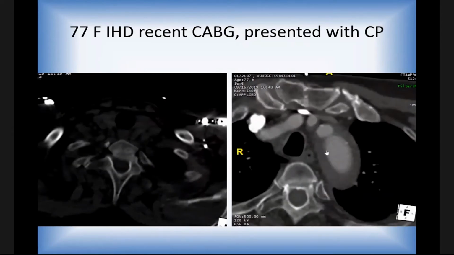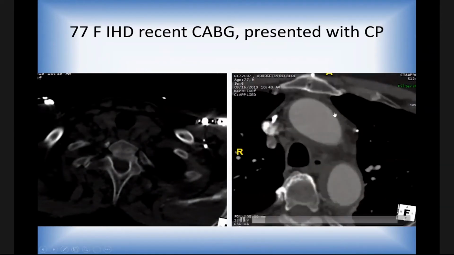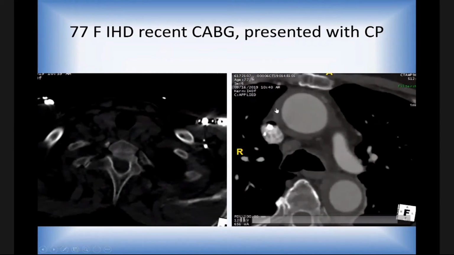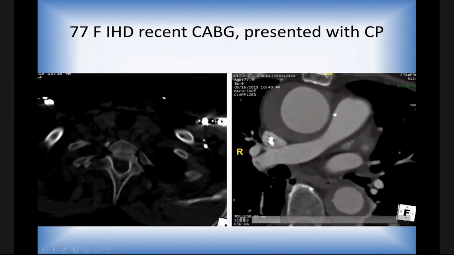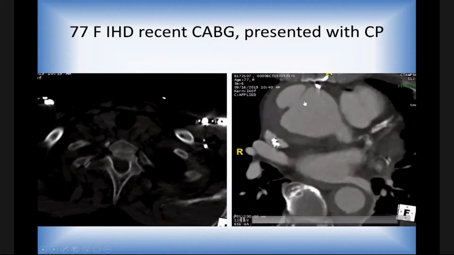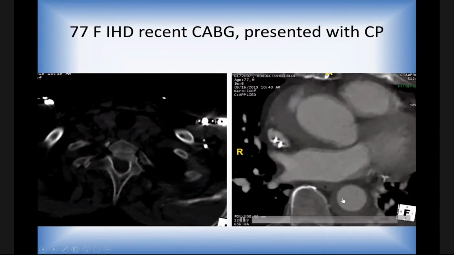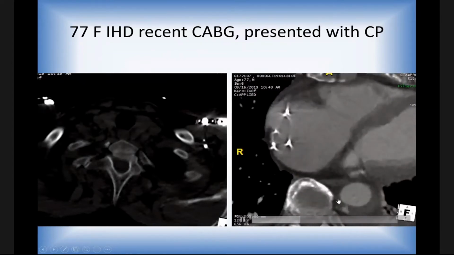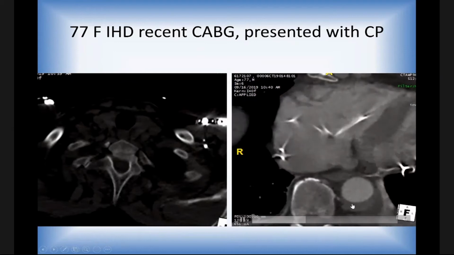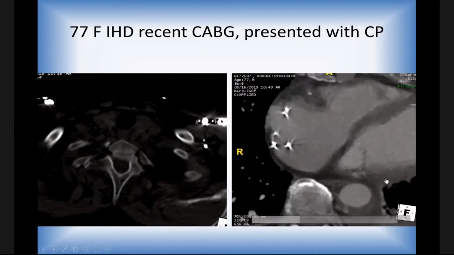In the arterial phase, all of these are intramural hematoma, and there's a funny thing right here at the ascending thoracic aorta. All of these are intramural hematoma. If we don't do non-contrast, we may not be able to see this.